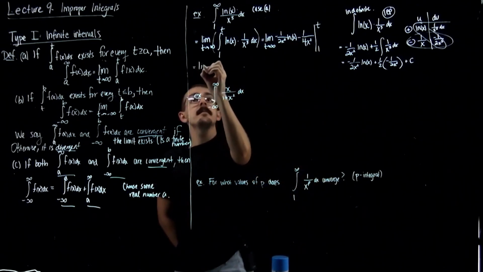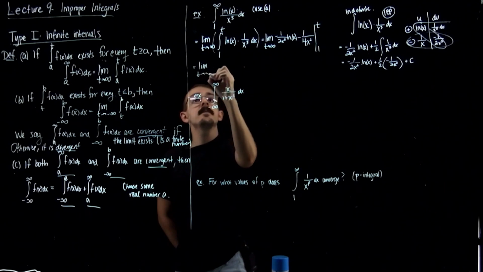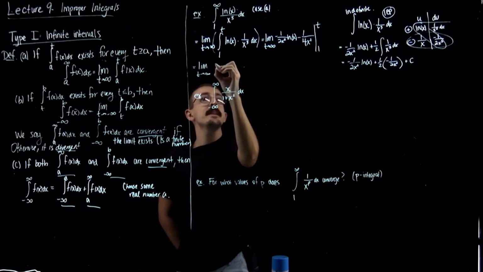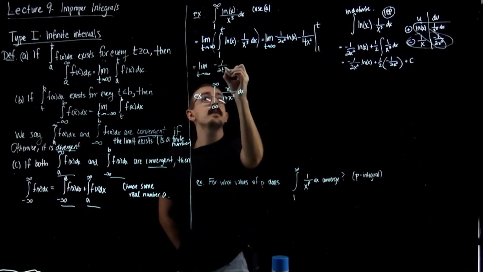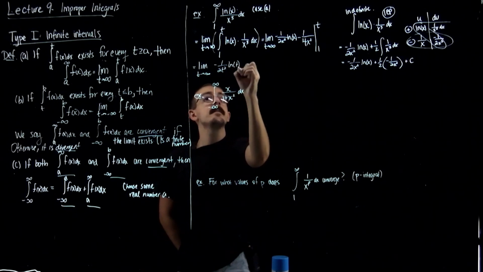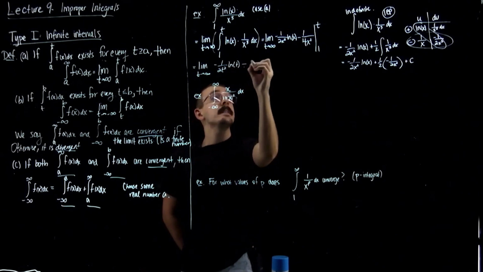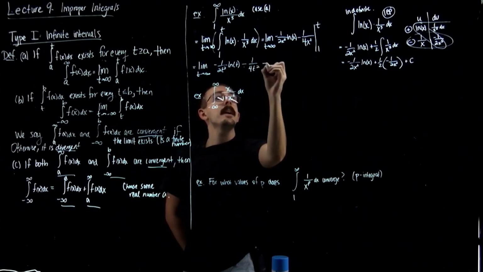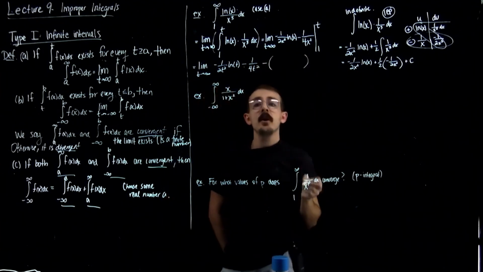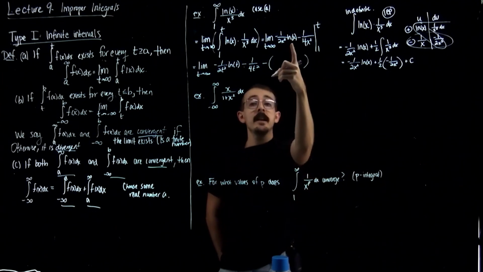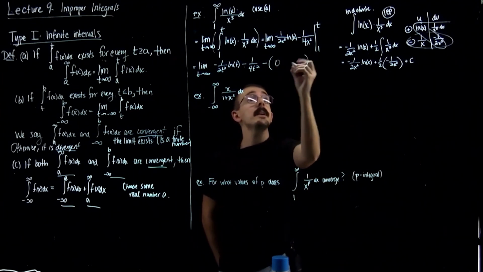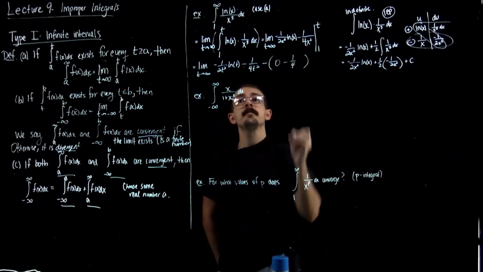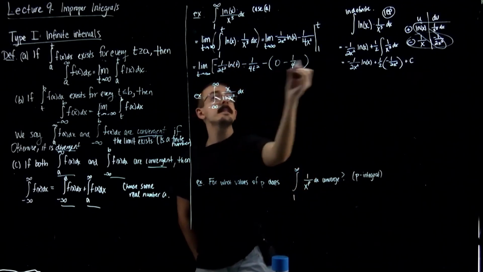So I'm going to plug this in. This is equal to the limit as t goes to infinity. I'm going to plug in my t. I get negative 1 over t squared ln of t minus 1 over 4t squared, and then minus, and you plug in 1 now. So if you plug in 1 for ln, you get 0. If you plug in 1 here, you get 1/4. So we have to figure out what this limit is.